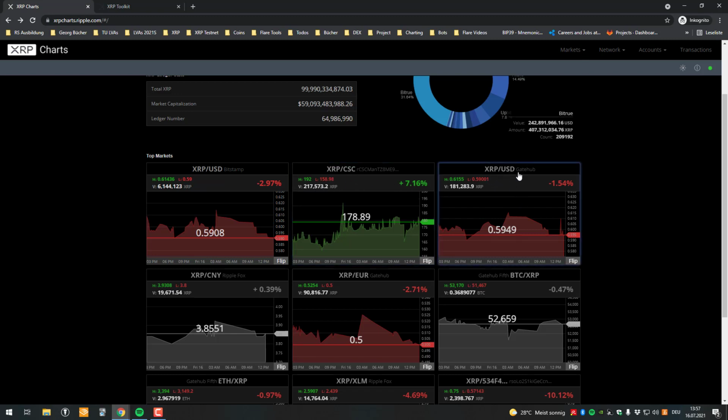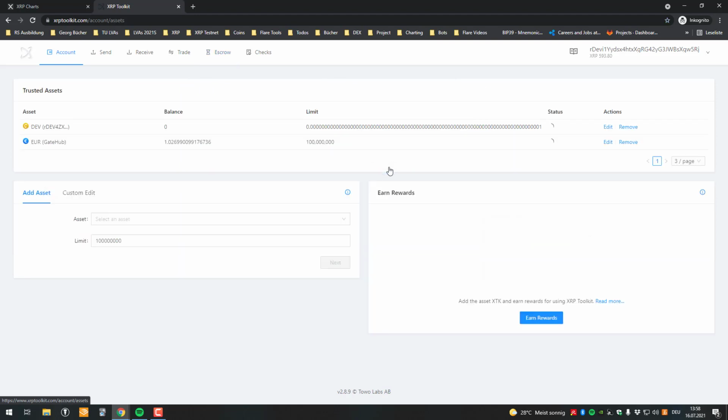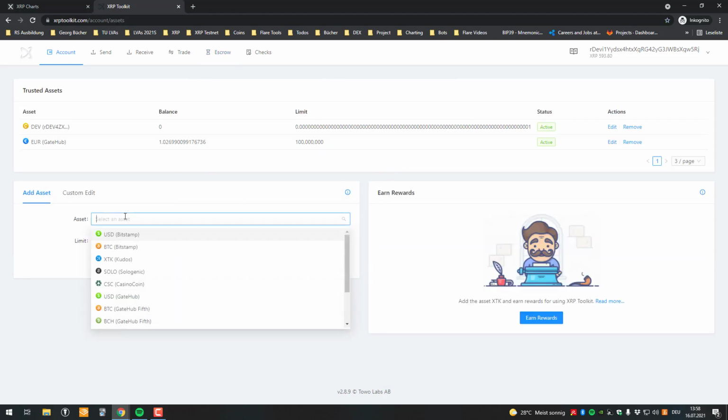Again with XRP US dollar by GateHub. So we have multiple issuers, so we'll look into that again. You can see already here I've got multiple assets. For example, I've got my NFT here, which I created in another video which I showed you. But I also have, for example, €1 here, issued by GateHub. And if I want new assets, I can just go to the XRP toolkit and click on Add Asset. And right there, I am able to add any assets.